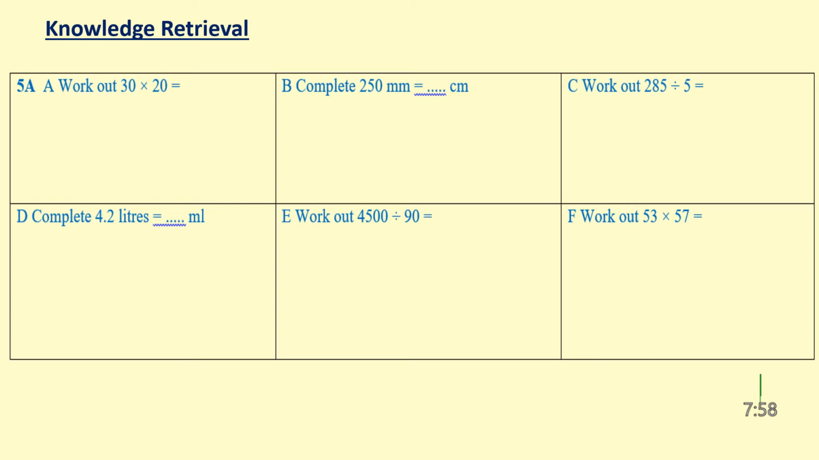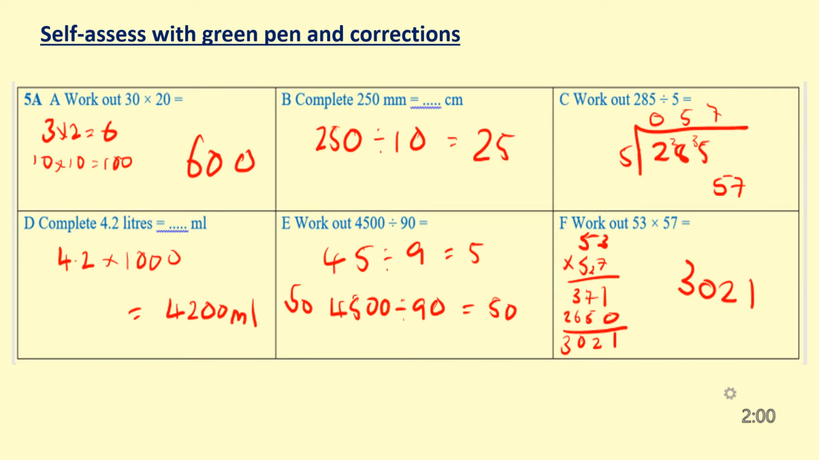Knowledge retrieval: give yourself an 8-minute timer, set it, it's vital. Press play now, and when you're ready, move on to the answers. Okay then, green pens, fire away. 3 or more is a good score, but aim for highs, 5s and 6s.